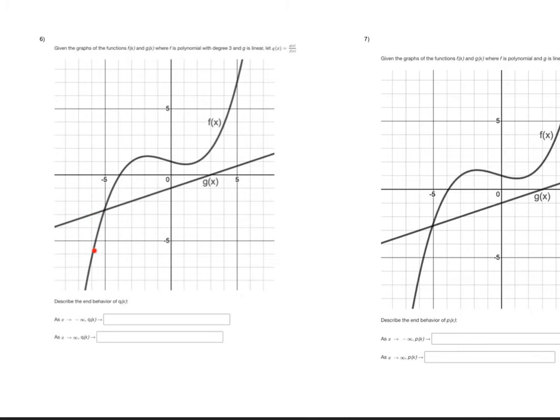This degree 3 is just going to get bigger and bigger and bigger, but be negative. This one will continue to get bigger and be negative, but not as big. So you're going to have 0 as the output. You can also think about it in terms of the degrees. You have a degree 1 on top and a degree 3 on the bottom.